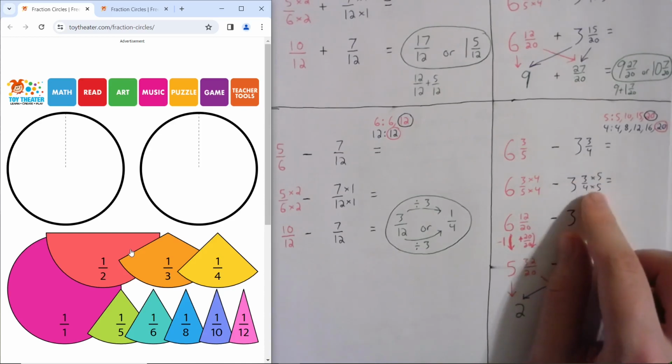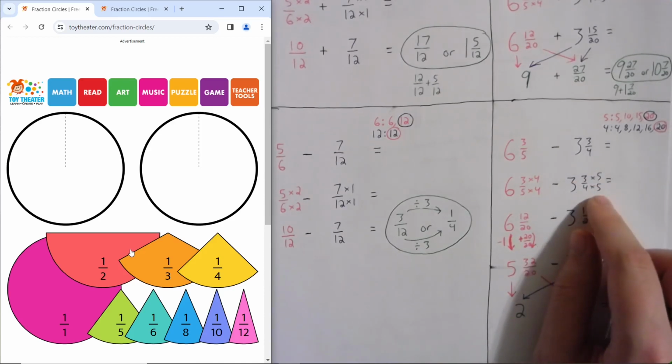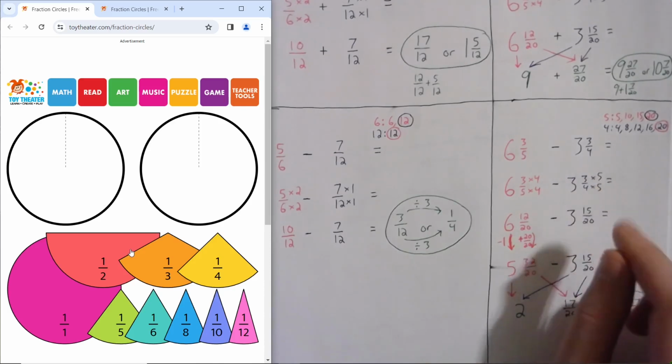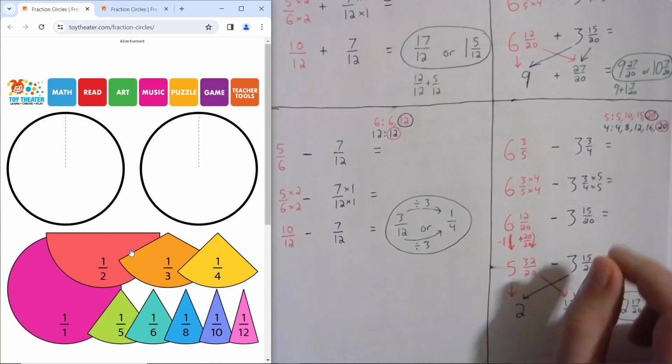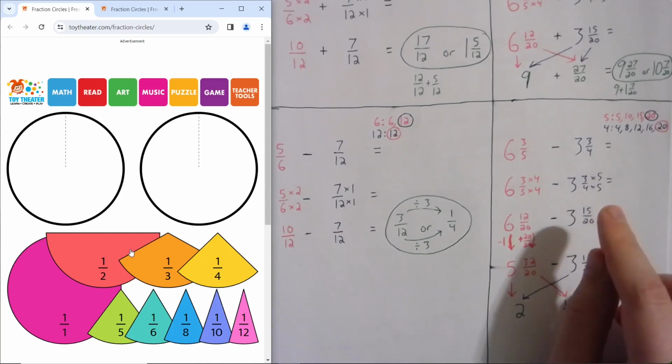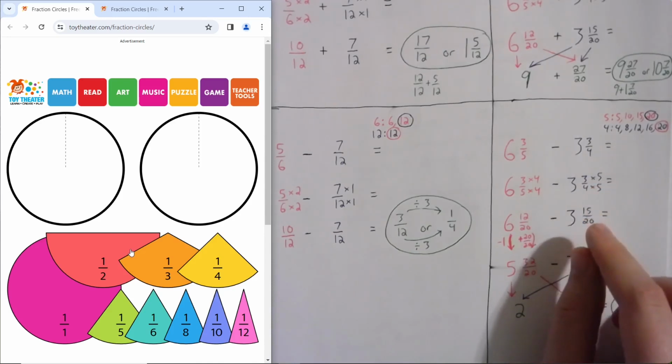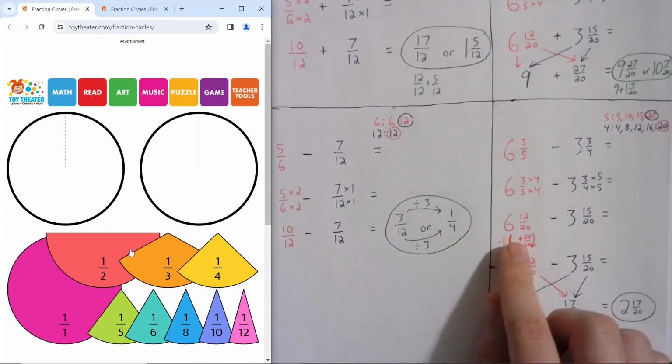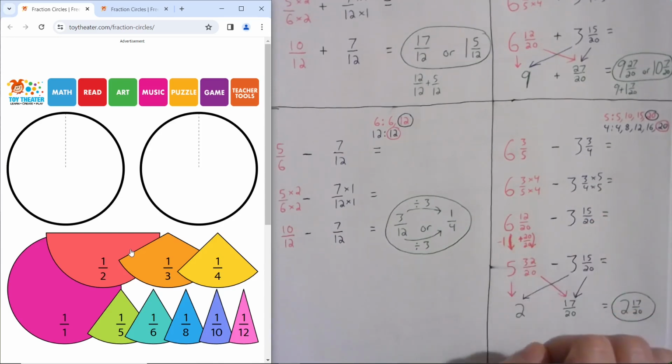And then on this side, to get to that common denominator of 20, I have to do the 4 times 5, and then whatever I did at the bottom, I have to do at the top. So I have to do that 3 times 5 as well. And so what we get there is 3 whole and 15/20. So we have 6 and 12/20 minus 3 and 15/20.